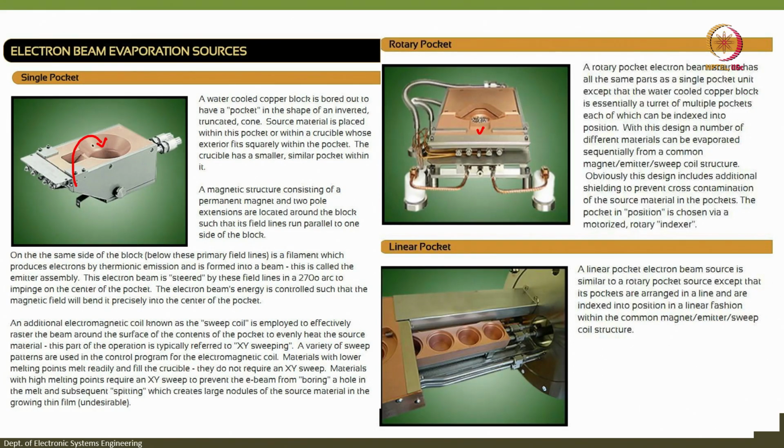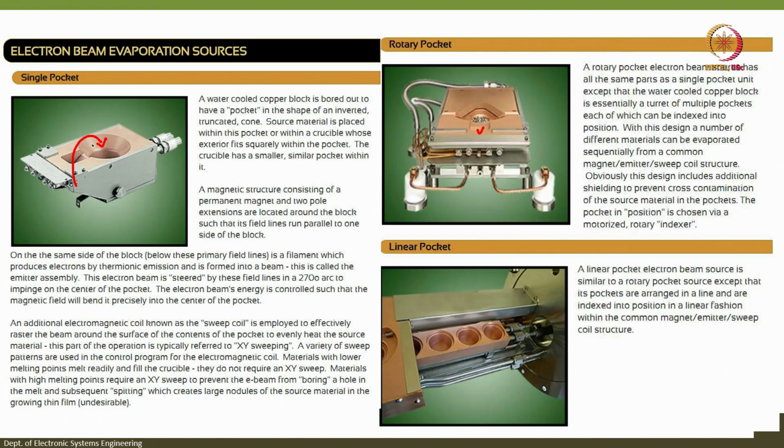An additional electromagnetic coil called a sweep coil is employed to effectively raster the beam. So, one is that continuously the beam falls on this source at a point, so the deposition is faster. Second one is it will go like this, then from here, then here, then here again like this, okay. So, triangular formation, raster formation, all things are possible because of the additional electromagnetic coil called a sweep coil placed in the mechanism. A variety of patterns are used in the control program for the electromagnetic coil.